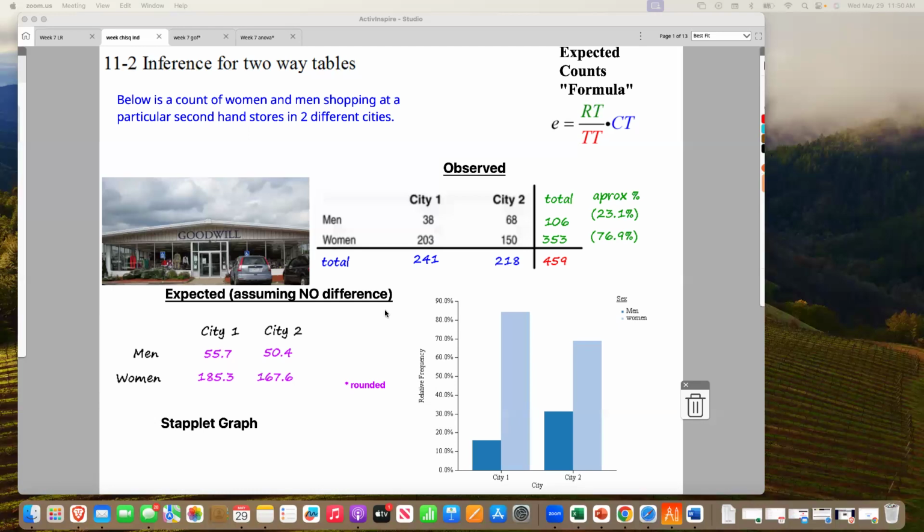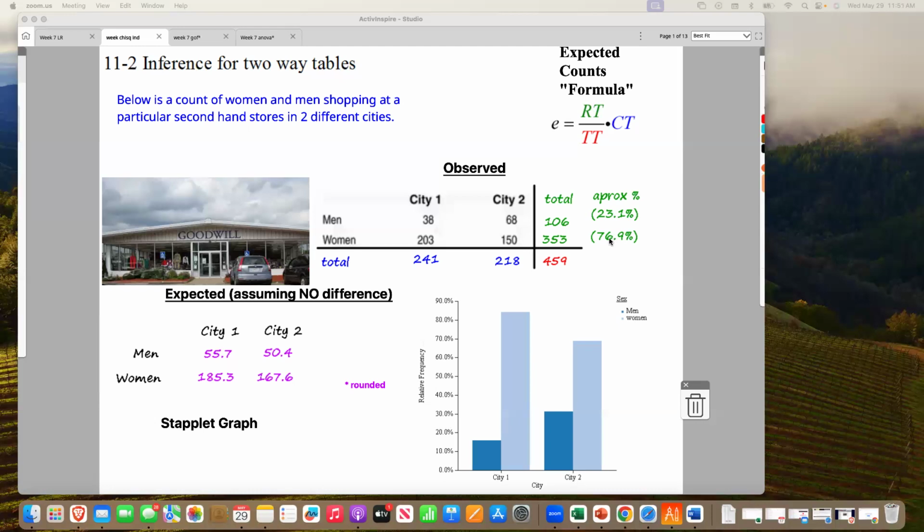So now we're going to take the same approach of what we did with the M&Ms, and that is we observe counts, and then we're going to give what we would expect to get if there was no difference between the proportions of people in each of these cities in terms of these two variables. So in other words, here, if I had 106 total men and 353 total women, if I find the percentage of each of those, 106 divided by 459, I get about 23%. And likewise, 353 divided by 459 gives me about 76.9%.